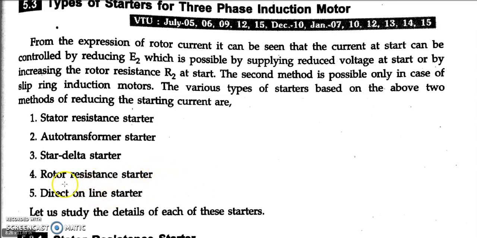But the slip ring type has connecting points at the slip rings where you can connect the required resistance so as to increase the initial torque, or starting torque. So that's why you are using the rotor resistance starter. Anyhow, we shall see it later. Fifth one is the direct online starter. It is also called the DOL starter. Let us see how it works in coming topics.